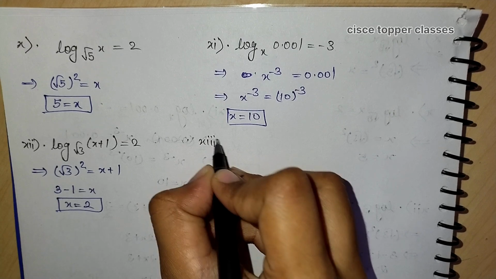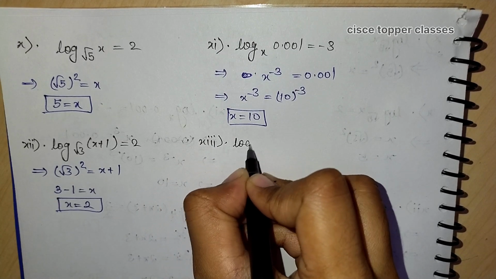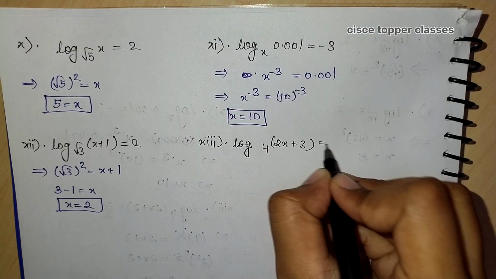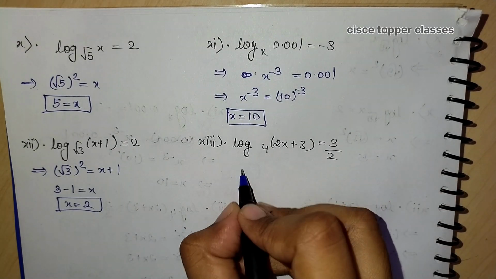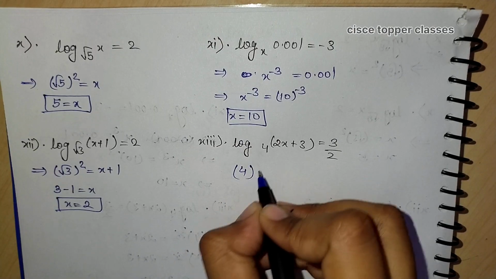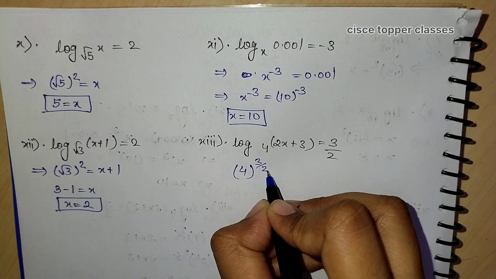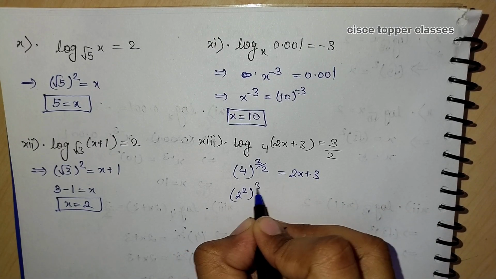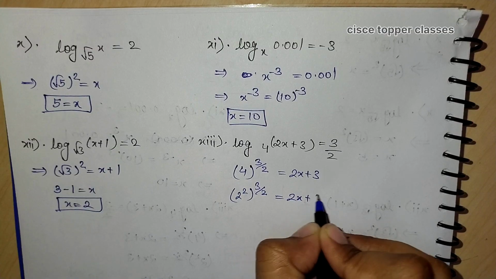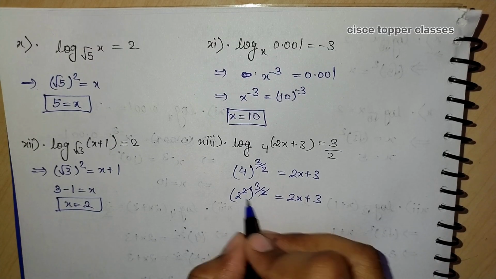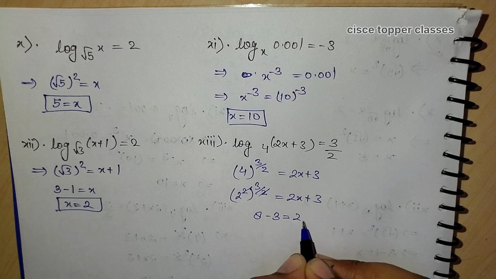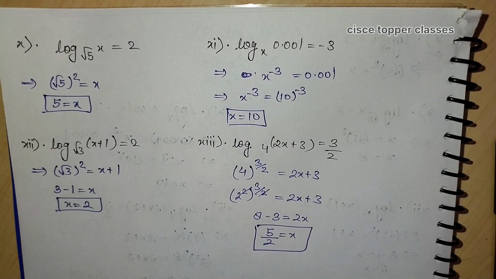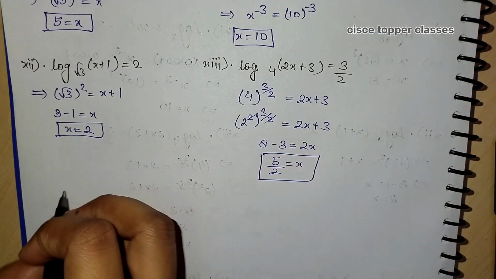13th part is log of 2x plus 3 with base 4 here equal to 3 by 2. So we can write this part as 4 to the power 3 by 2 equal to 2x plus 3. So we can write this as 2 to the power 2 whole power 3 by 2 equal to 2x plus 3. So on opening the bracket, this will be cancelled out, and here we will get 8 minus 3 equal to 2x. So it will be 5 by 2 equal to x from here. So this is the solution of part 13 here.